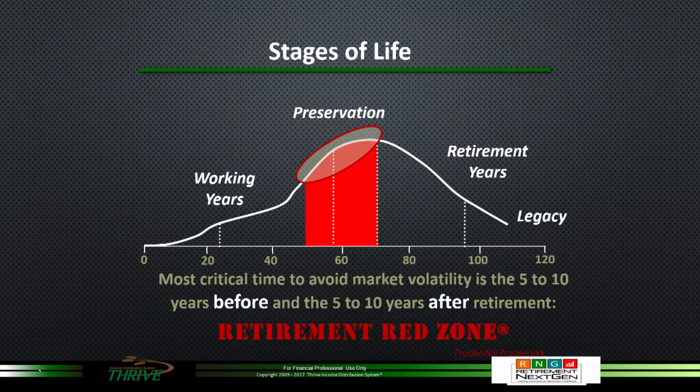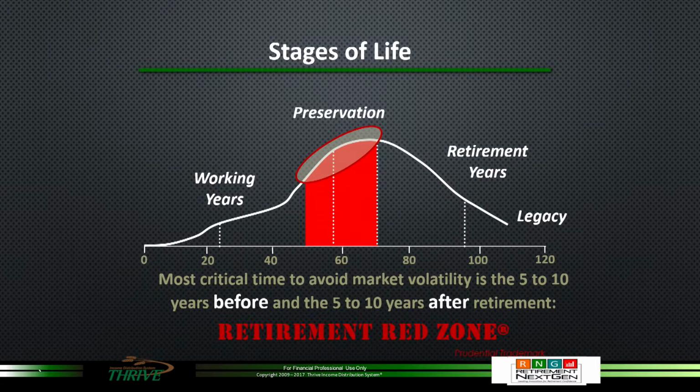There was a researcher and an academic named Moshe Milevsky out of York University in Toronto, Canada, that did a study one time, and he found that those that have a 20% decline in equity markets, if the majority of their assets are in equities, in the 10 years before retirement or the 10 years after retirement, have a 20% greater chance that they'll outlive their money if living 30 years.